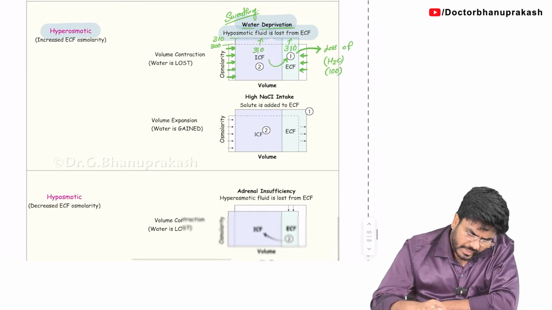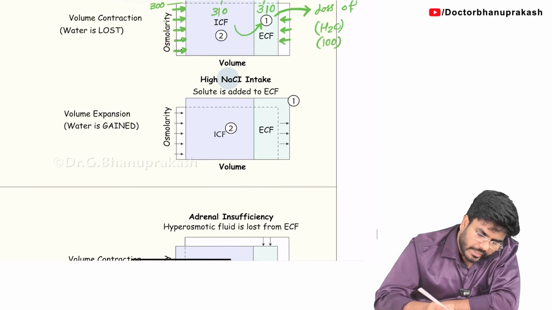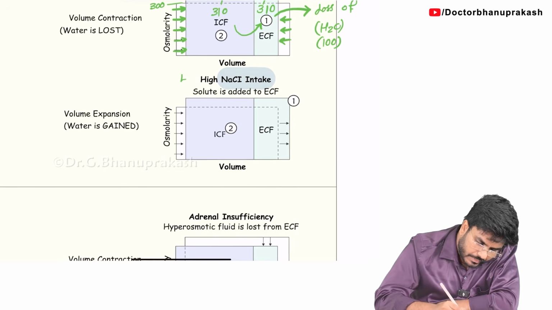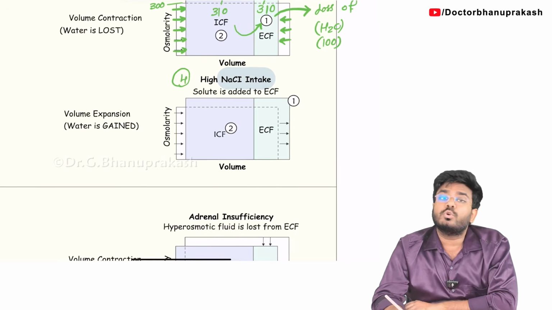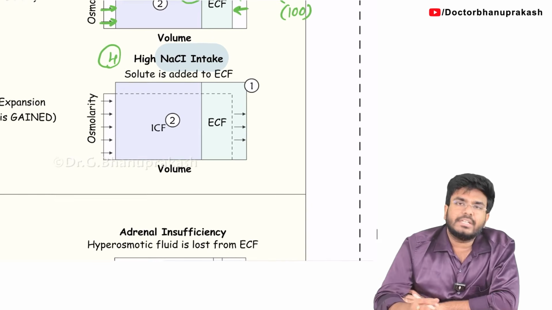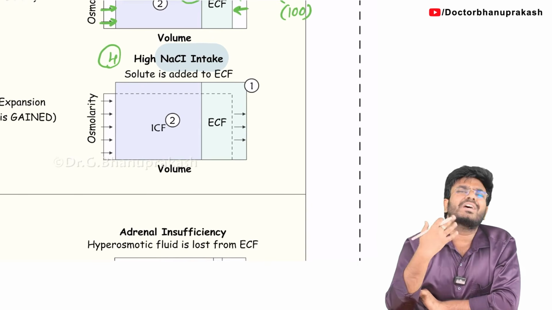Next, in a patient who is taking a high sodium chloride diet. Now, the fourth example I am giving you. In a patient with a high sodium chloride diet, today you have decided to eat a lot of salt. You are having salt cravings.